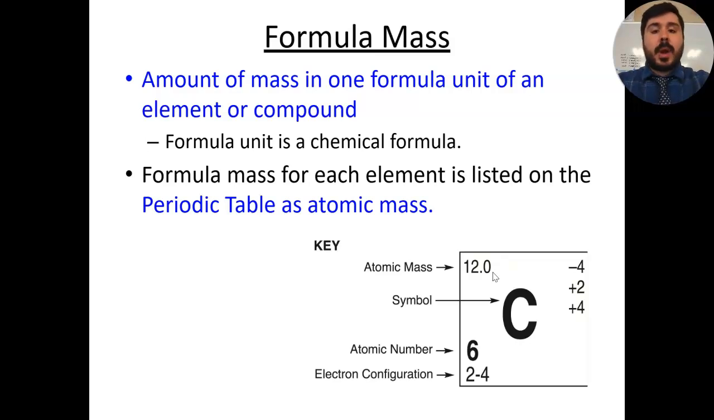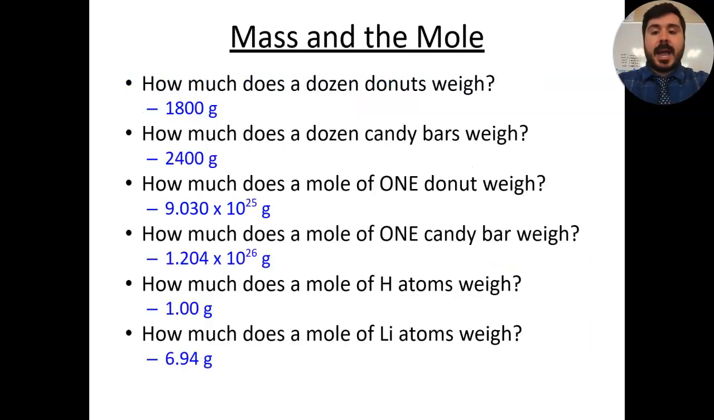Okay, so that is where I'm getting these masses from. Just like I had here for 1.00 grams of H, well, if you take your reference table, specifically your periodic table, and you go in the upper left-hand corner for hydrogen here, right? Hydrogen, 1.00. Well, 1.00 grams is how much 1 mole of hydrogen weighs.